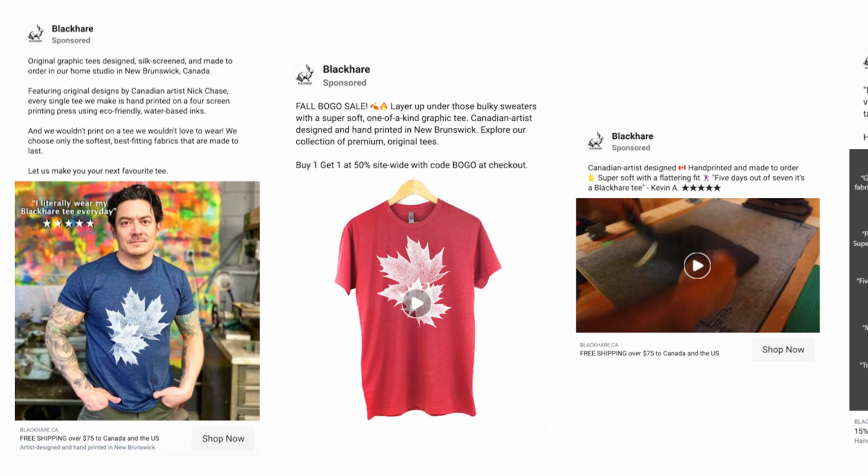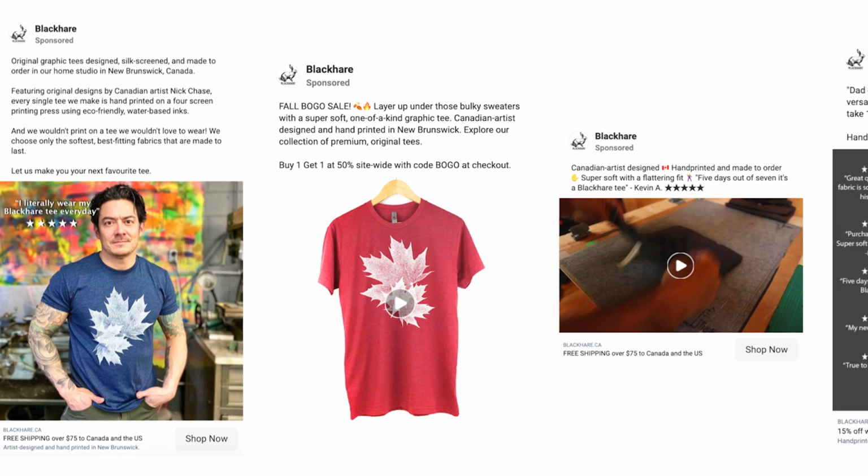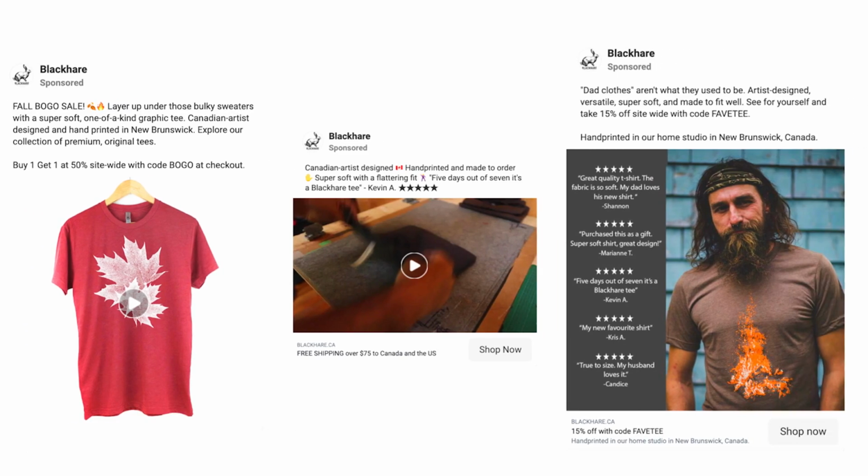It's a fall buy one, get one sale. And it says you can layer up those bulky sweaters with a super soft one-of-a-kind graphic tee. That's a big functional attribute. Canadian artist designed and hand printed in New Brunswick. That's a brand attribute. Explore our collection of premium original tees. That's a functional attribute with a call to action. And it says buy one, get one at 50% off site-wide with this code. Another transactional attribute there.